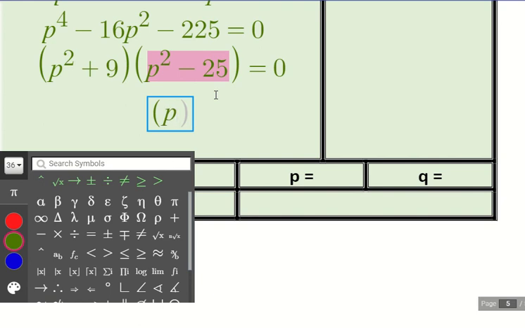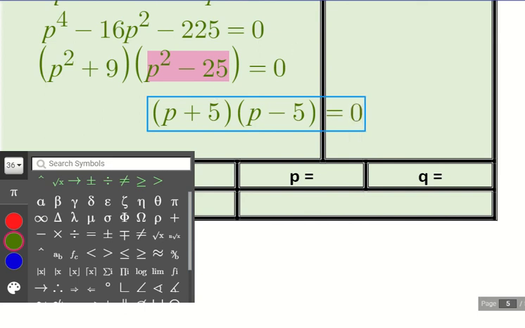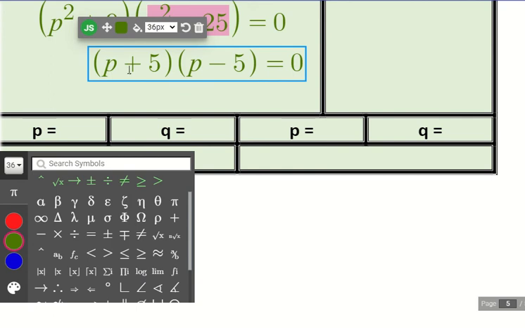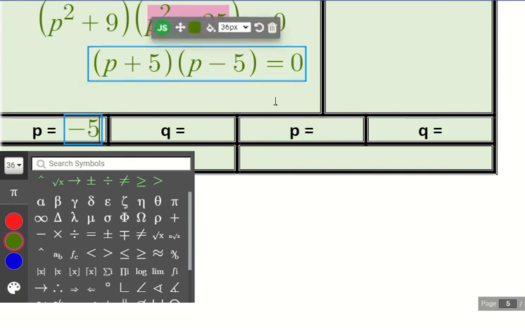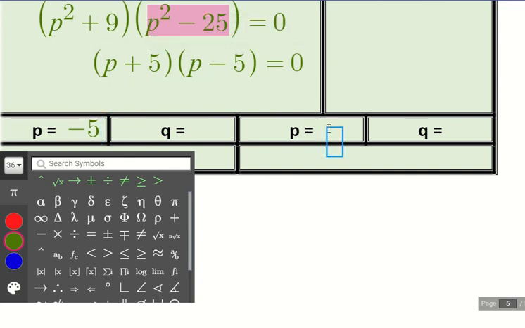So p plus the square root of 25 is 5 times p minus 5 equals 0. So if you think inside opposite, the opposite of positive 5 is negative 5. So p actually equals negative 5. The opposite of negative 5 is positive 5. So p could also equal 5. So there's my two values of p.